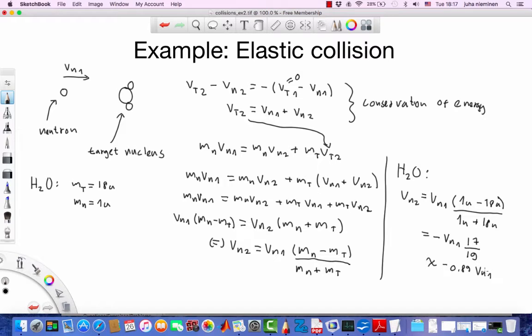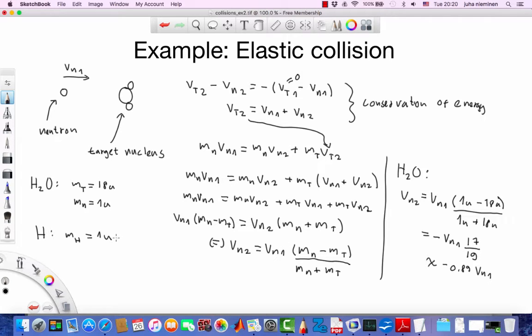How can we improve this situation? Let's look at this formula. If the mass of the target would be the same as the mass of the neutron, then the neutron velocity would be 0. And in fact, hydrogen, which is basically 1 proton that has about the mass of 1 neutron, is indeed a very effective moderator.